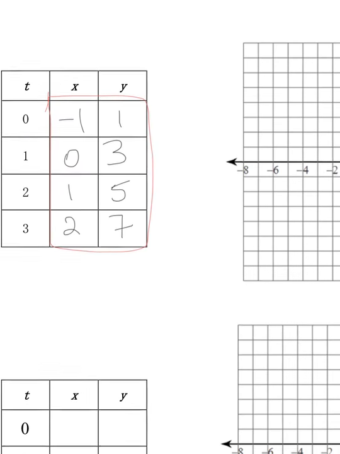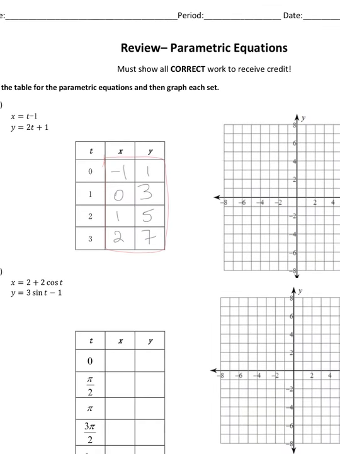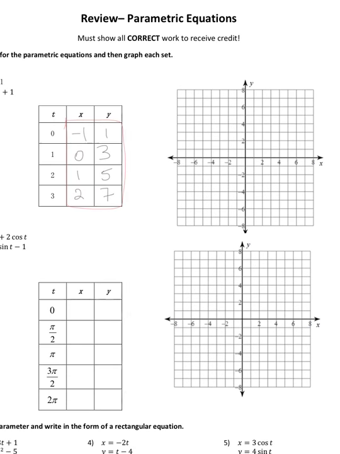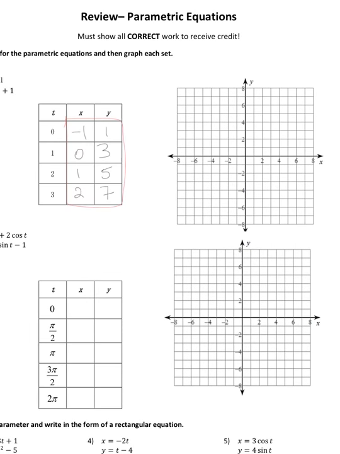Okay, I'm going to go ahead and make this a little smaller so we can see the table and the graph together. There we go. All right, so we're going to plot these. So negative 1, 1 is right here. 0, 3. 1, 5. And 2, 7. And then we're just going to draw our arrows to show which direction we're going over time.